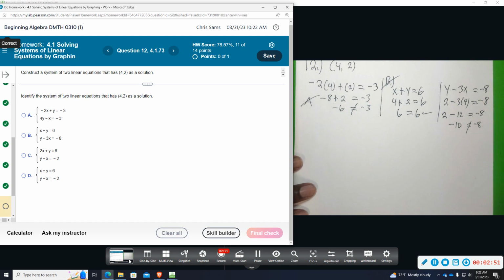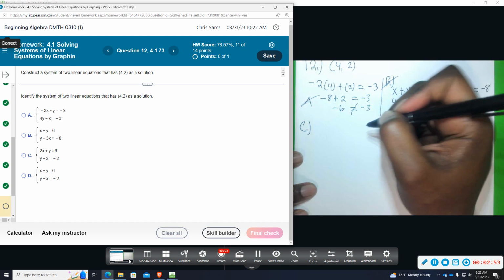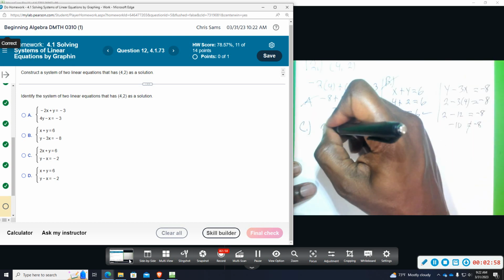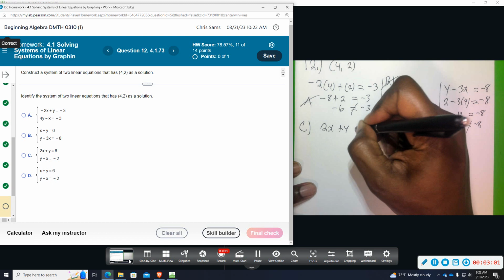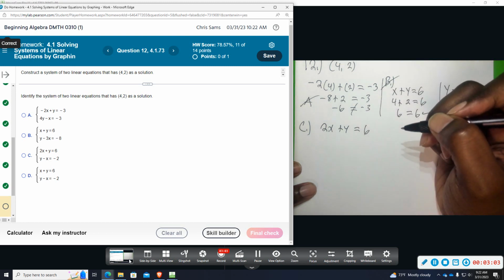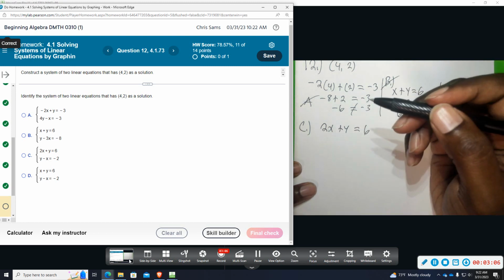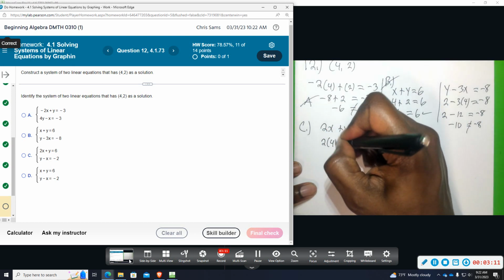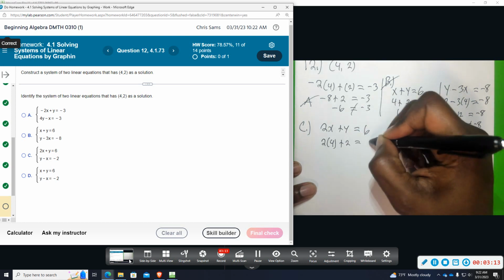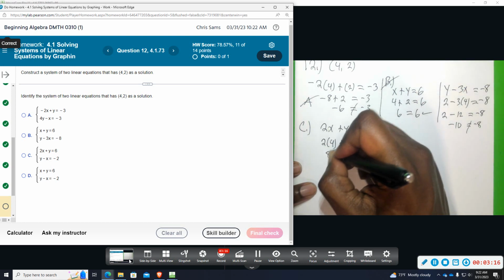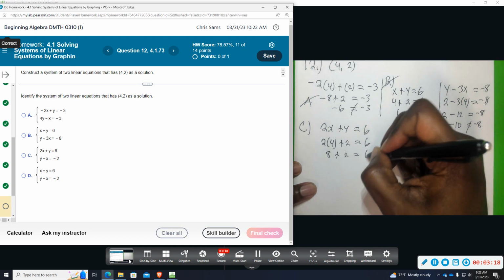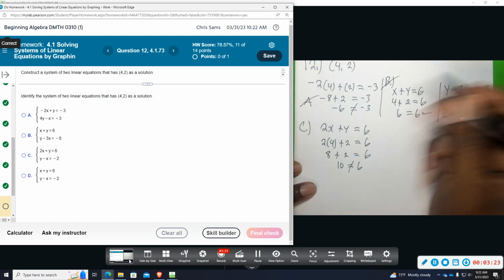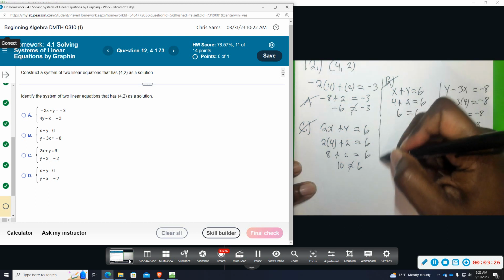Okay, so now we're going to try answer choice C. So we have 2x plus y equals 6. I am going to plug in a 4, so 2 times 4 plus 2 equals 6. It's going to give me 8 plus 2 equals 6, and 8 plus 2 will give me 10 equals 6, and that is not true. So C is out. So the last one we have is D.